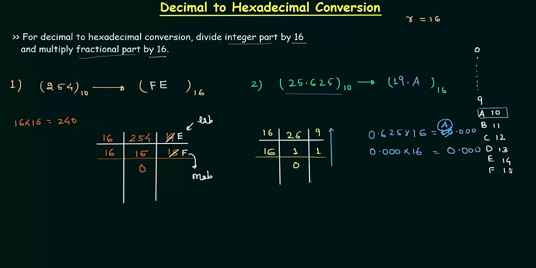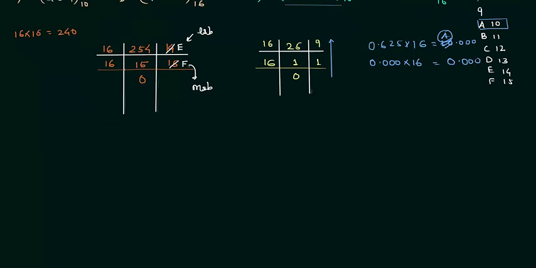Now we will move to the third example, in which we will have a different base. The decimal number is 27.4, and we want the equivalent of this number when the base is 4. As we have base equal to 4, we have to divide the integer part 27 by 4, and we have to multiply the fractional part 0.4 by 4. So let's start.